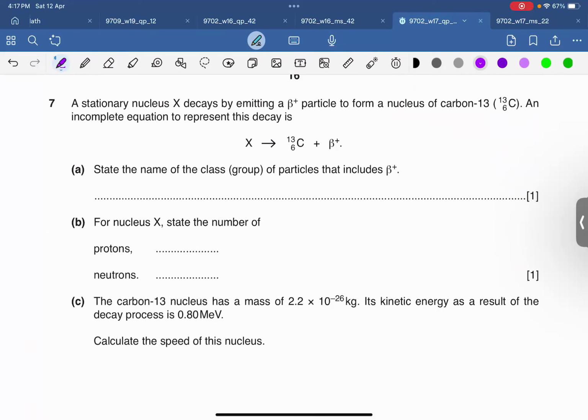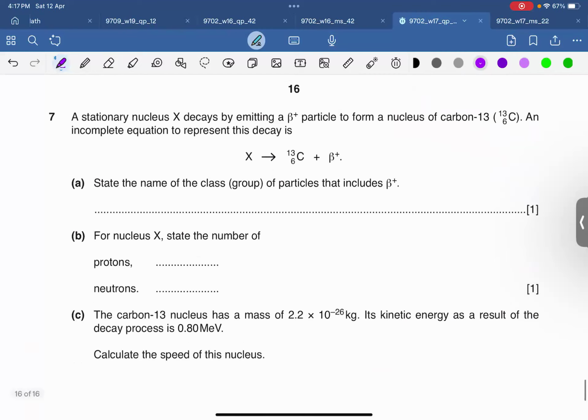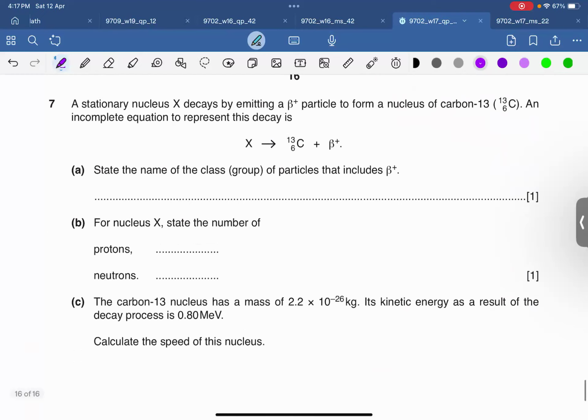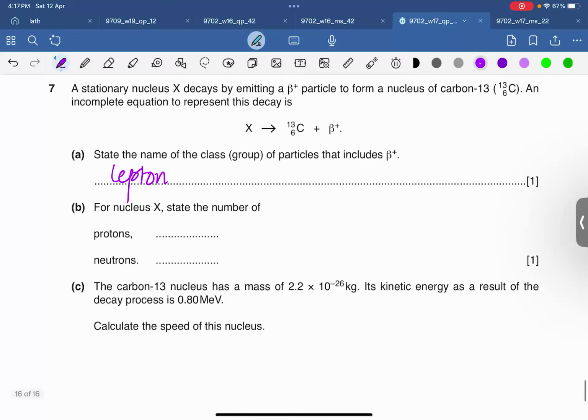The stationary nucleus X decays by emitting a beta particle to form a nucleus of carbon-13. So it is beta positive. State the number of protons and neutrons in the nucleus X. Yes, Irfan. Number of protons and number of neutrons.